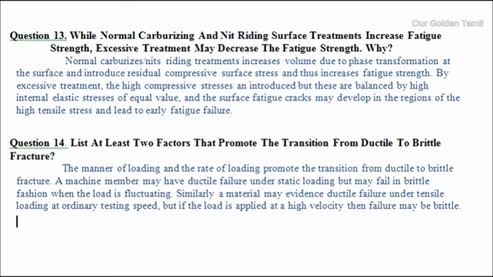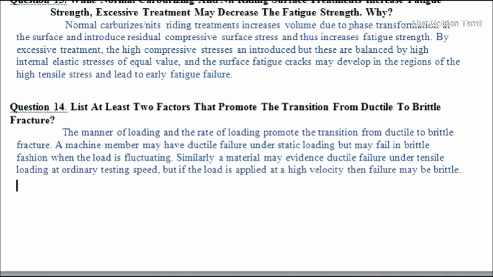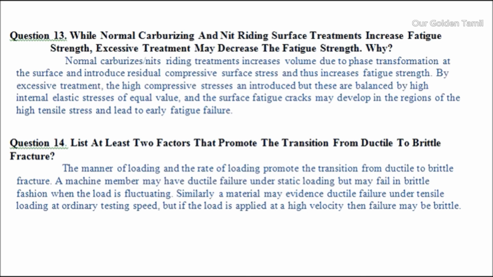fatigue failure. Question 14. List at least two factors that promote the transition from ductile to brittle fracture. The manner of loading and the rate of loading promote the transition from ductile to brittle fracture. A machine member may have ductile failure under static loading but may fail in brittle fashion when the load is fluctuating. Similarly, a material may evidence ductile failure under tensile loading at ordinary testing speed, but if the load is applied at a high velocity then failure may be brittle.